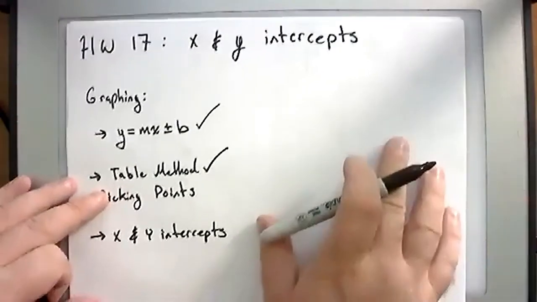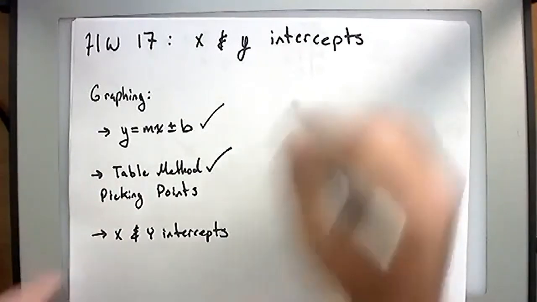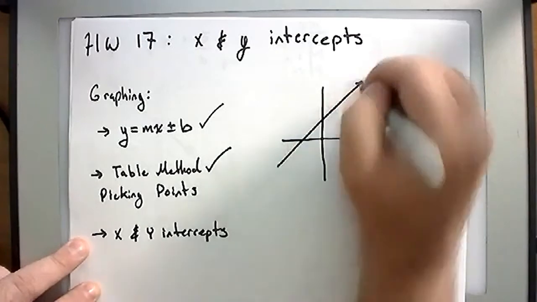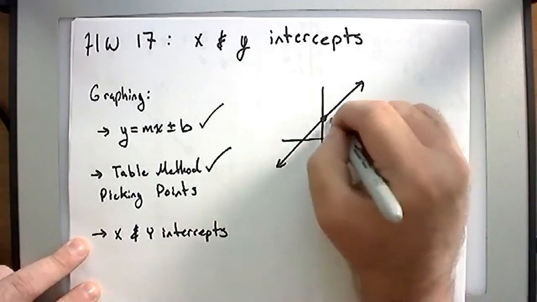Now you already know what a y-intercept is. We'll go back to the graphs. You already know what a y-intercept is, right? Let's just draw a little generic graph here. The y-intercept would be right here. It's where it crosses the y-axis.